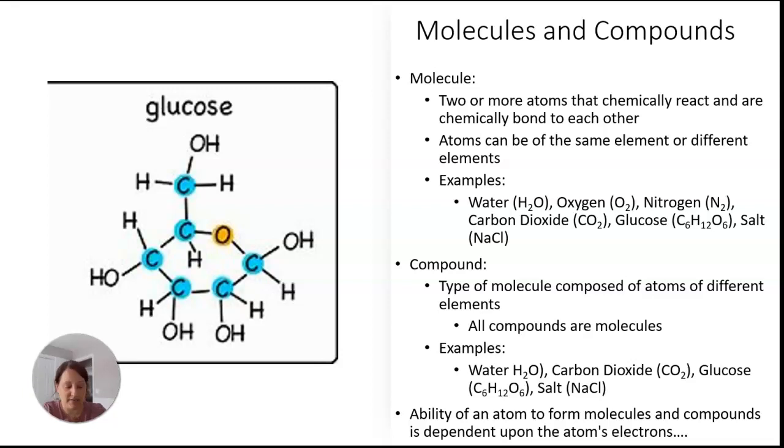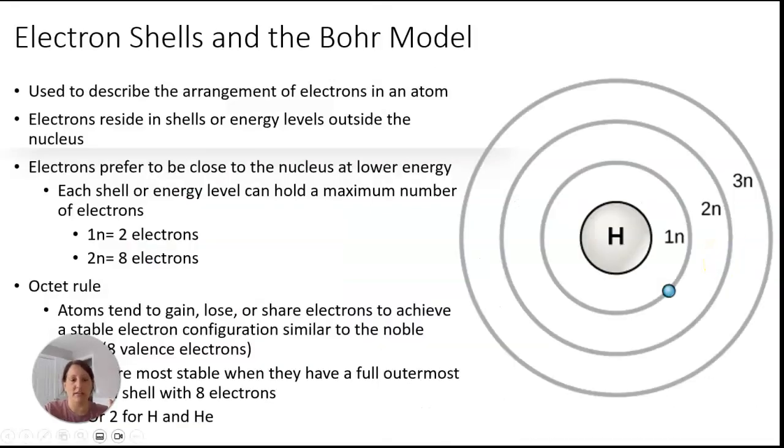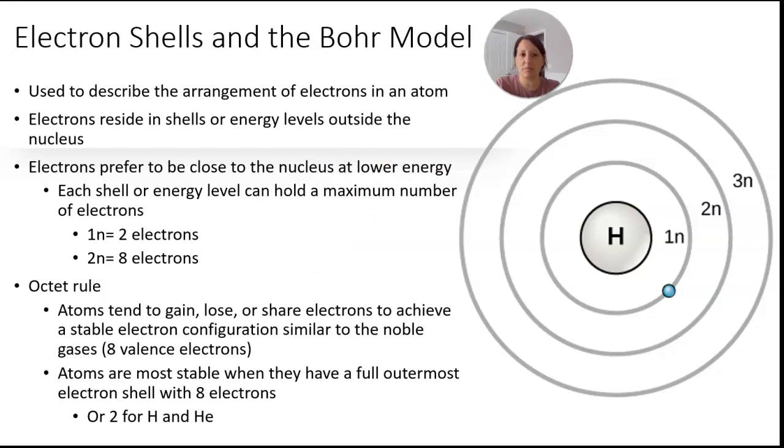Now, the ability of atoms to form molecules or compounds is dependent upon the atom's electrons. So remember from the last part of this chapter that it's the electrons that are going to determine the reactivity of an atom. And it's specifically the valence electrons, which we're going to get to soon, on the slide after this. Okay.